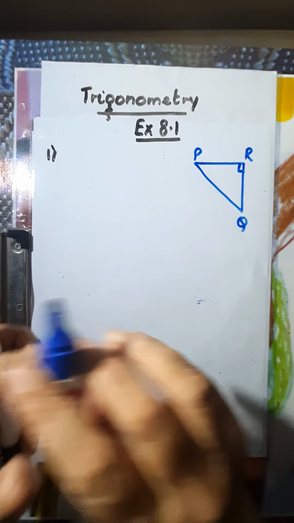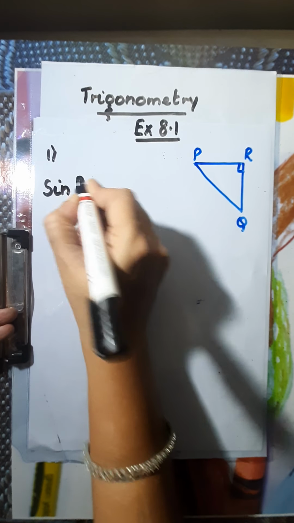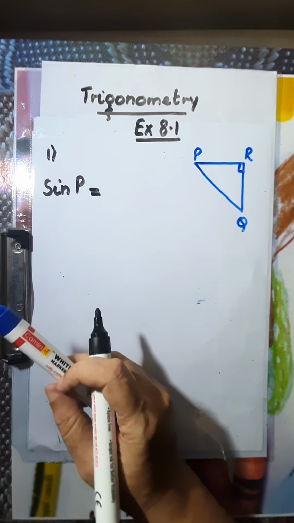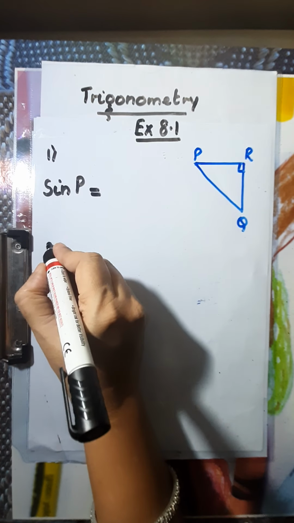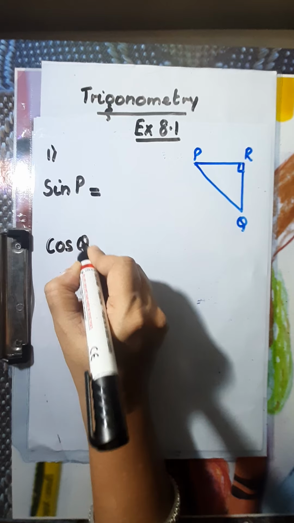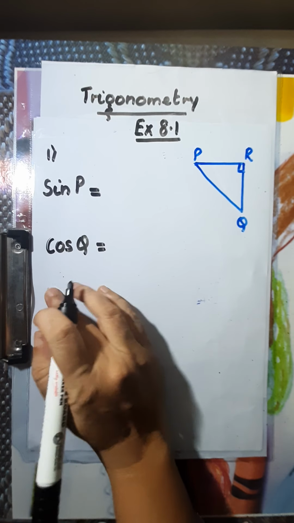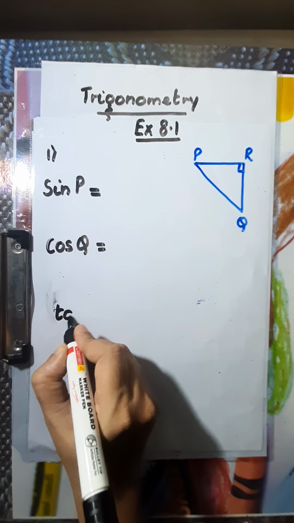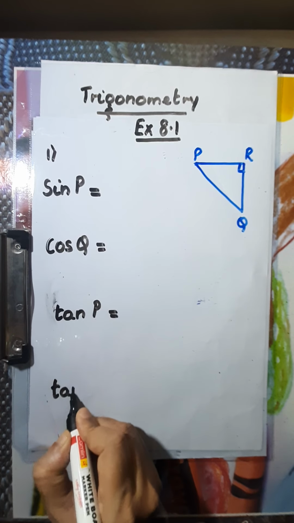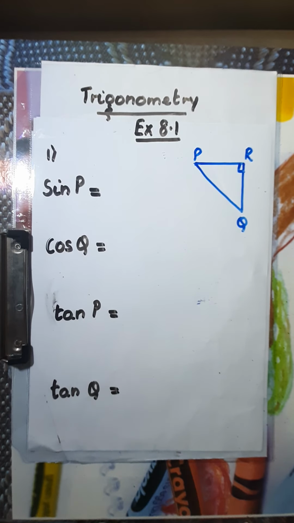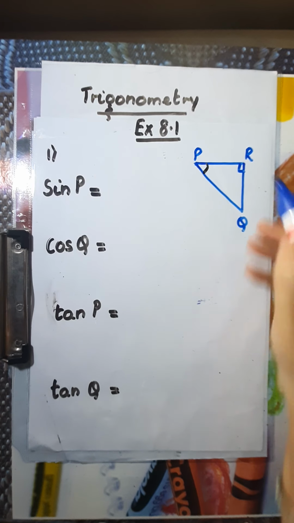Now, they are asking me to find out sine P. Then they are asking me to find out cos Q, cos Q. And then they are asking me to find tan P, tan P. And the last one is my tan Q, tan Q.